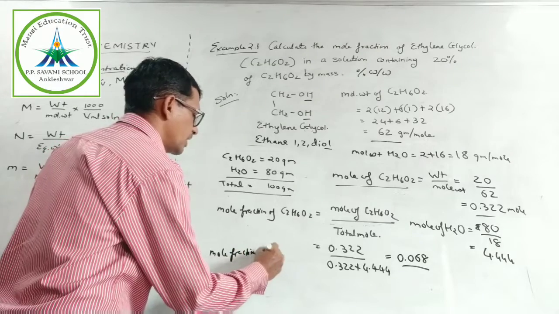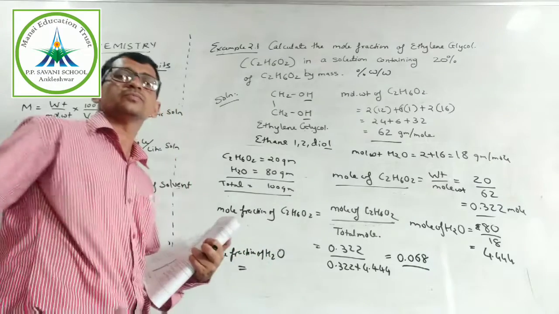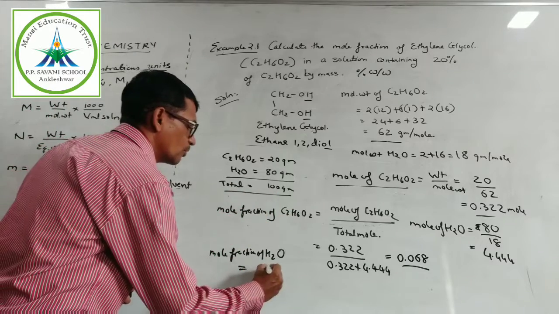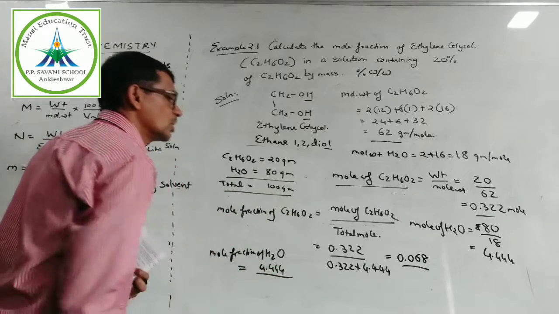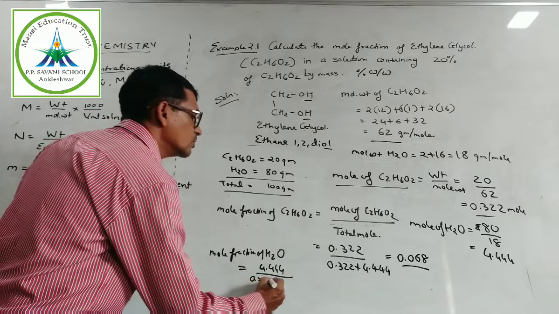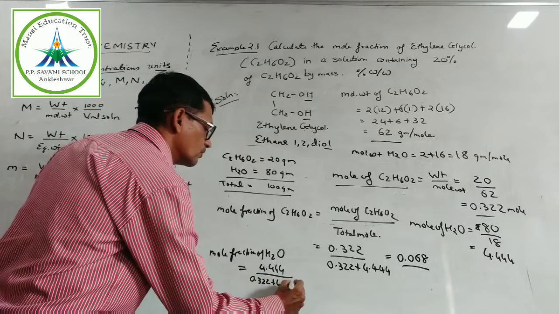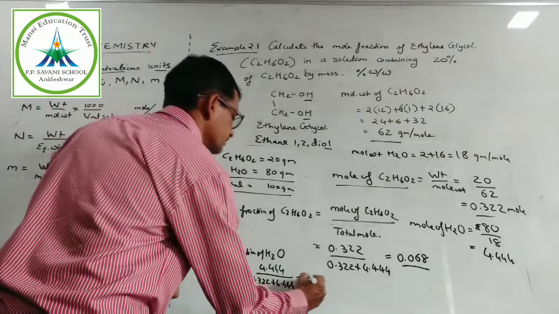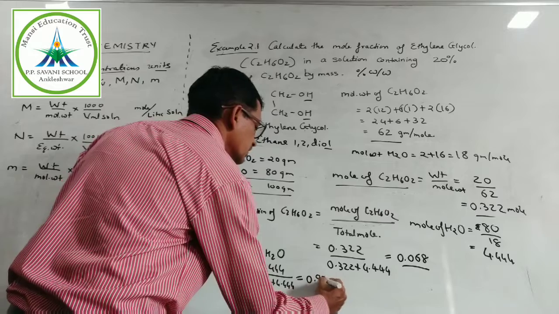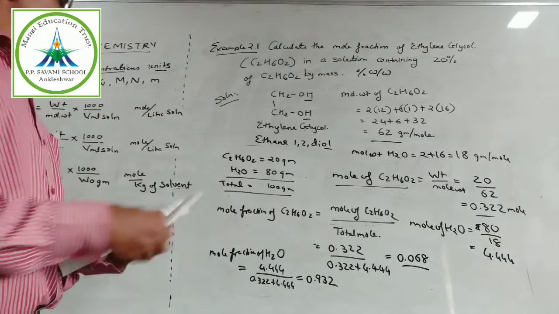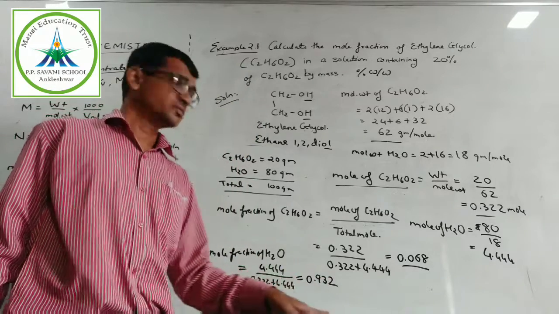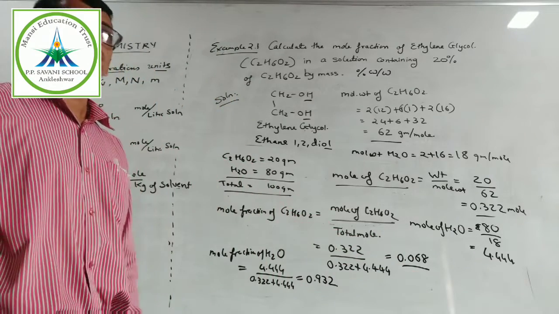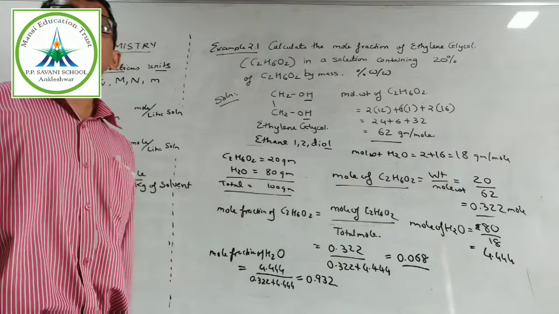Mole fraction of H2O is equal to moles of water, which is 4.444, upon total moles, meaning 0.322 plus 4.444. The answer will come 0.932. So the mole fraction of water is coming 0.93 and the mole fraction of ethylene glycol is this. Now if you add the mole fractions, the answer will come 1.